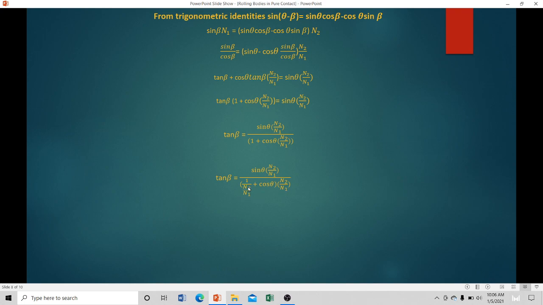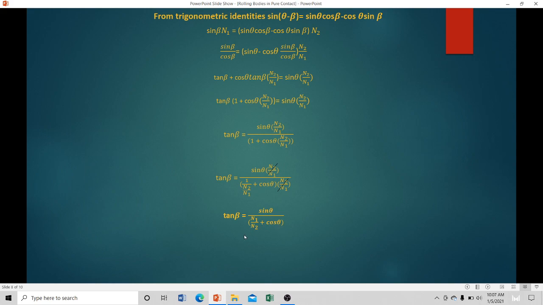So we have to divide by n2 over n1 in that variable, so that it returns to the form with 1. As we observe this equation, the n2 over n1 cancels out. So for the final equation, we have this: tan beta is equal to sine theta all over n1 over n2 plus cosine theta.